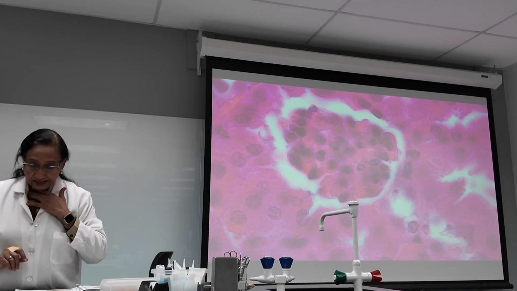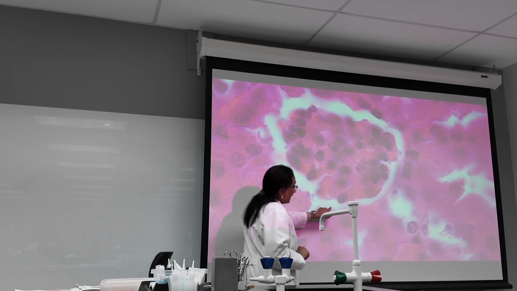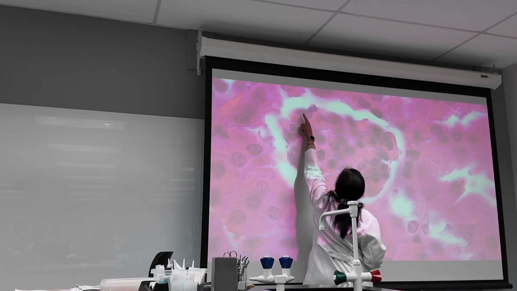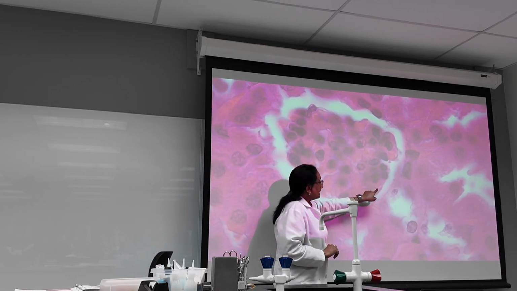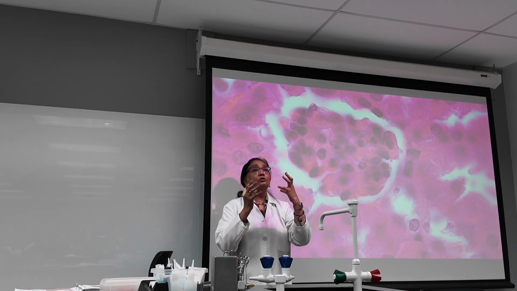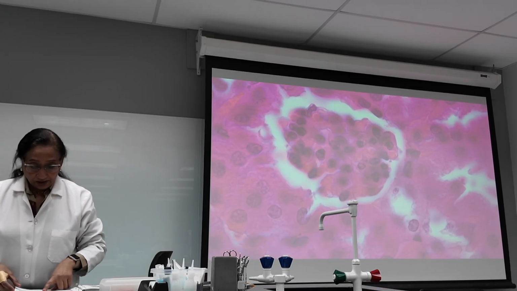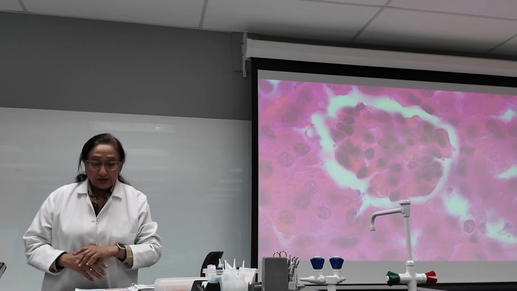And then this outer lining that you see is a very thin layer of flat cells. That is the parietal layer of the glomerular capsule. And that white space that you see is the lumen, the space of the cup. You call it the capsular space. So that is figure B.